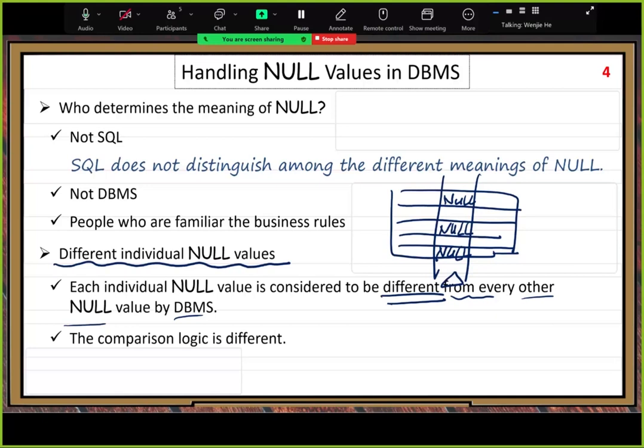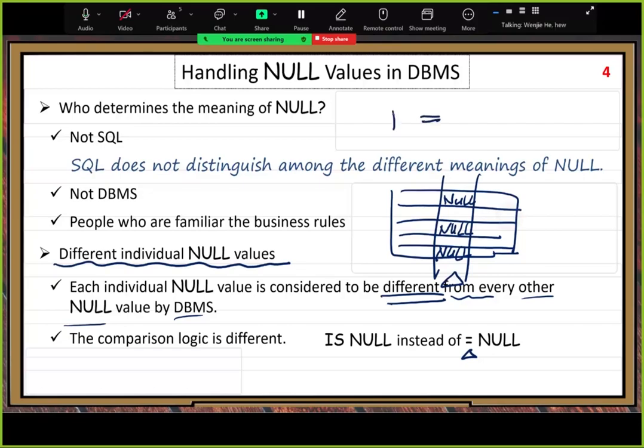Then the comparison logic is different. When you do comparison, two null values on their face look the same, but the comparison result will be different. What's that? Because if you use the equal sign for comparison, you won't get true, because there is a comparison character, equal comparison.